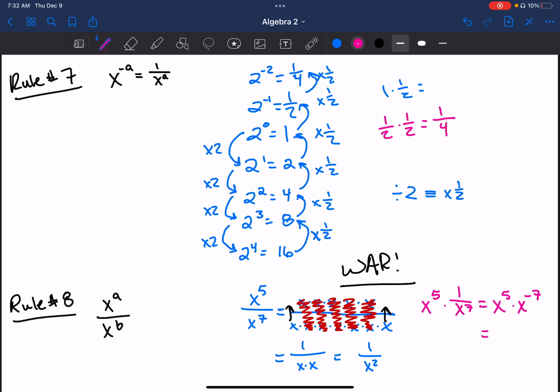So then, using rule number 1, we have x to the fifth minus 7, or plus negative 7. 5 minus 7 is negative 2, or 1 over x squared. We get the same answer here. So we can say that our rule is x to the a divided by x to the b is equal to x to the a minus b. So here are your exponent rules. Make sure, write them down.